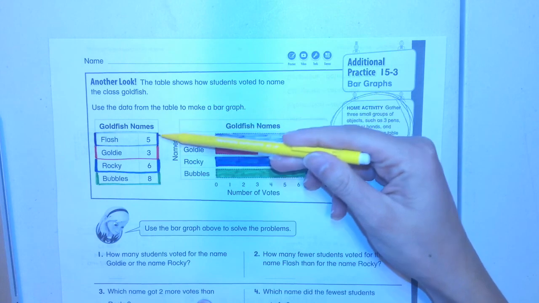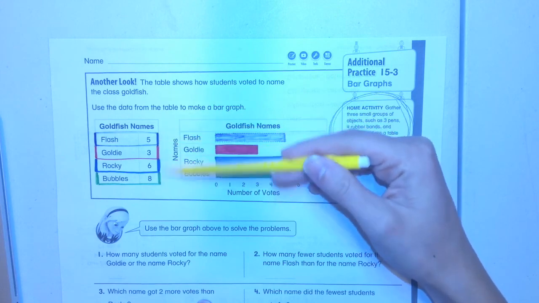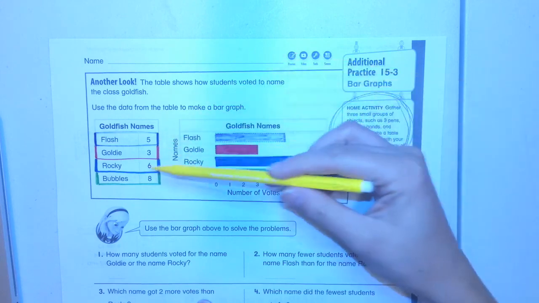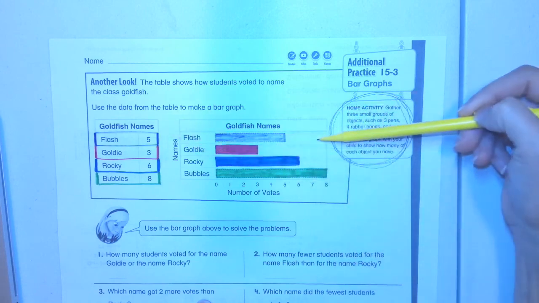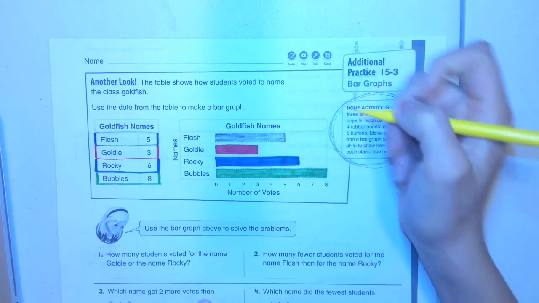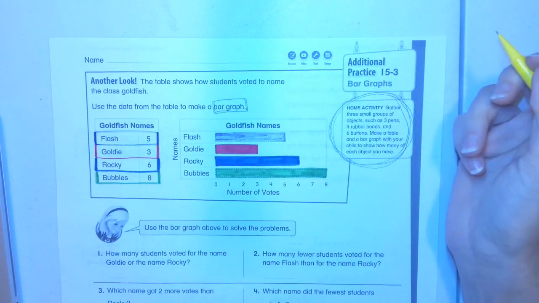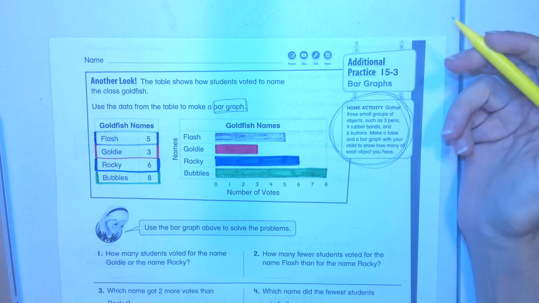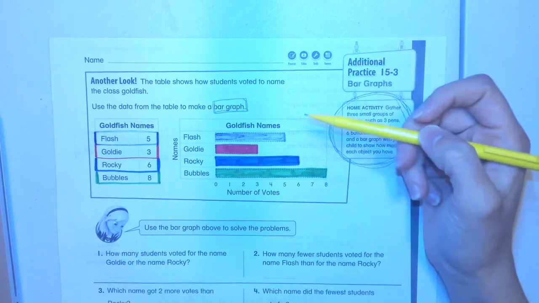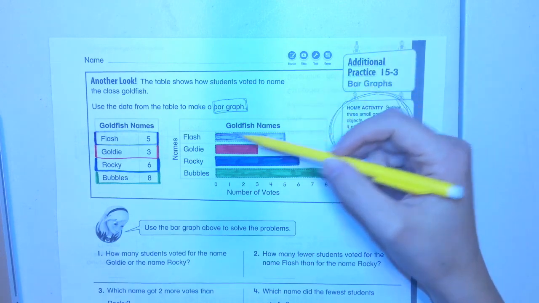We're looking at a data table, just like the graph that we just did. And then they took that data table and they put it onto this bar graph. So this is called a bar graph. Why do you think it's called a bar graph? Probably because of these bars right here.